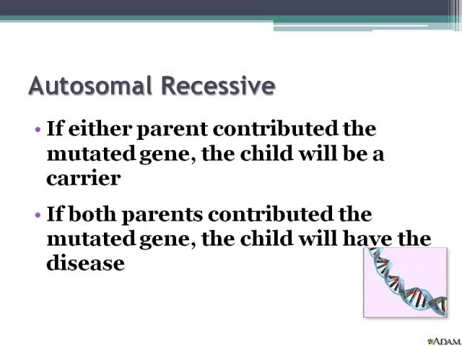Autosomal recessive. In terms of diseases, a genetic mutation has again occurred on one allele, a somatic allele. If either parent contributed the mutated gene, the child will be a carrier. If both parents contributed the mutated gene, the child will have the disease. An example is sickle cell disease.